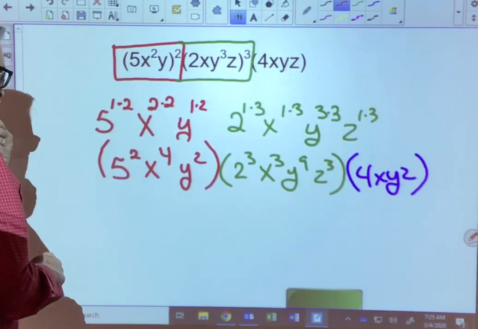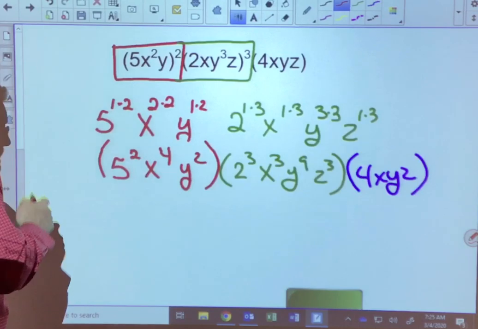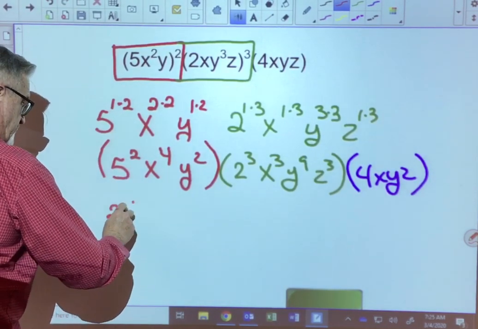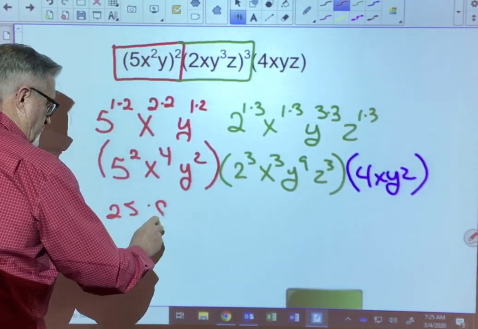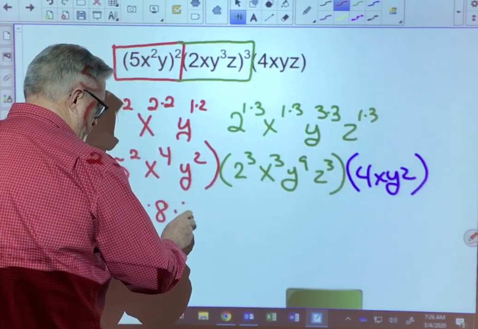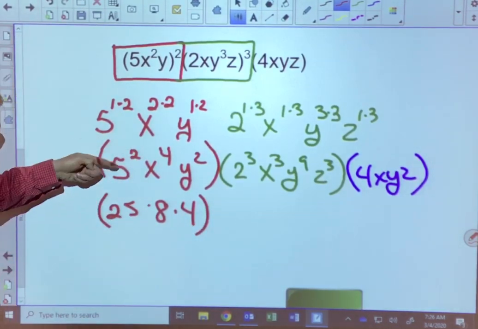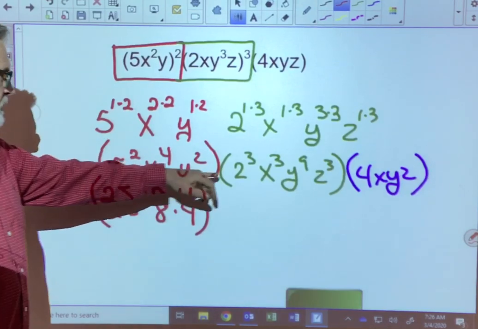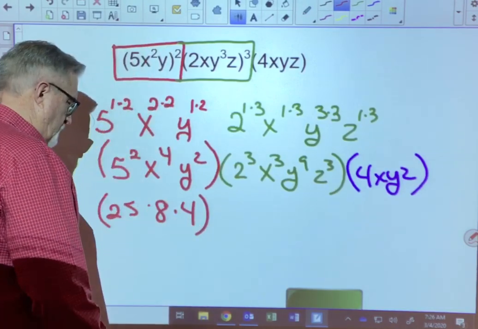Our next step that we learned earlier is to go ahead and group our constants and our variables together. So I'm going to have, let's see, 5 to the second power is 25. Go ahead and do that. So I've got 25, that's times 8, and then times 4. All I've done there is group my constants together. I went ahead and evaluated. So 5 to the second power is 25, 2 to the third power is 8, and then 4 to the first power is just 4.